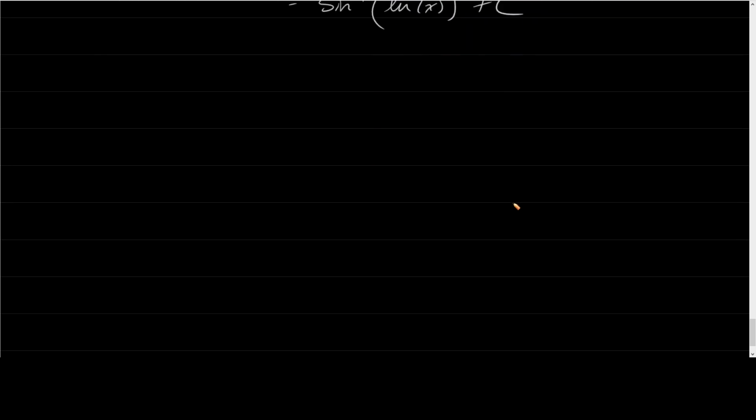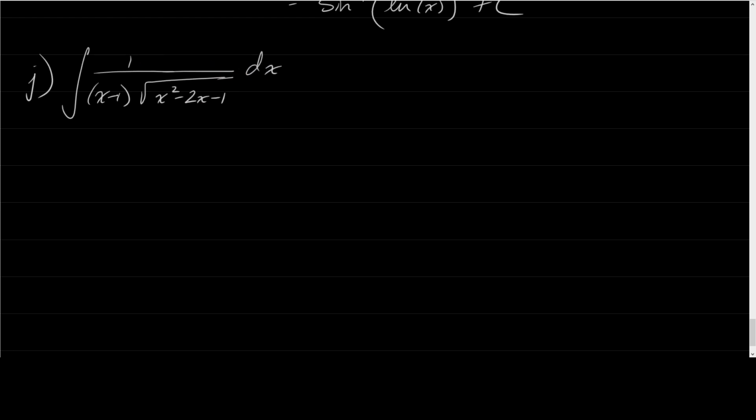J. Let's do the integral of 1 over x minus 1 times the square root of x squared minus 2x minus 1 dx.